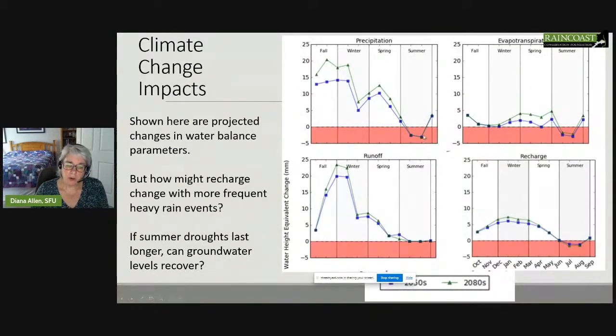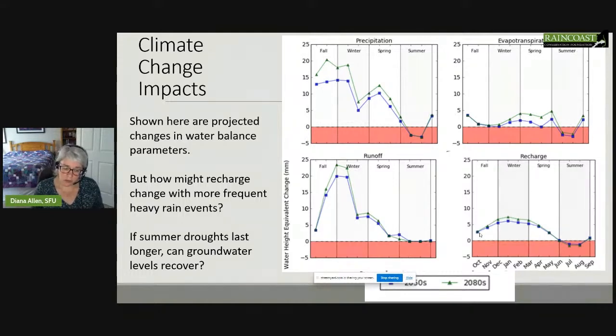The most important impact of that is that with the greater precipitation, which is shown in the green line here, so the blue line is for the 2050s and the green is for the 2080s, precipitation in the winter months and fall will increase, and most of that water is going to be lost to runoff, with very little of it contributing to new recharge. So more precipitation does not necessarily translate directly into more recharge.